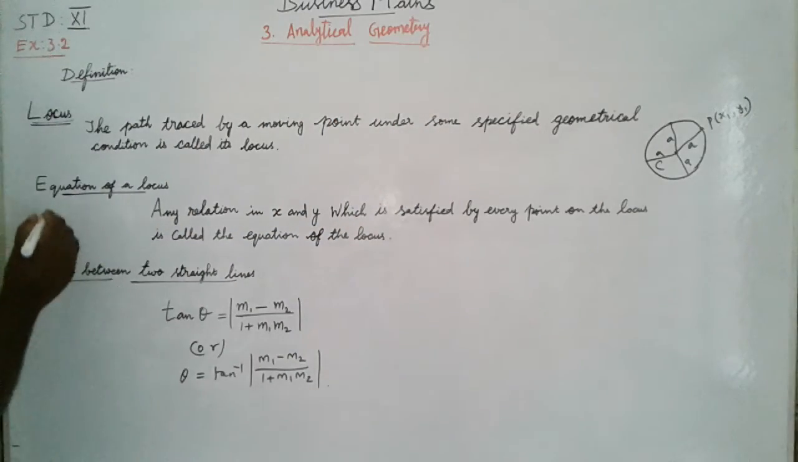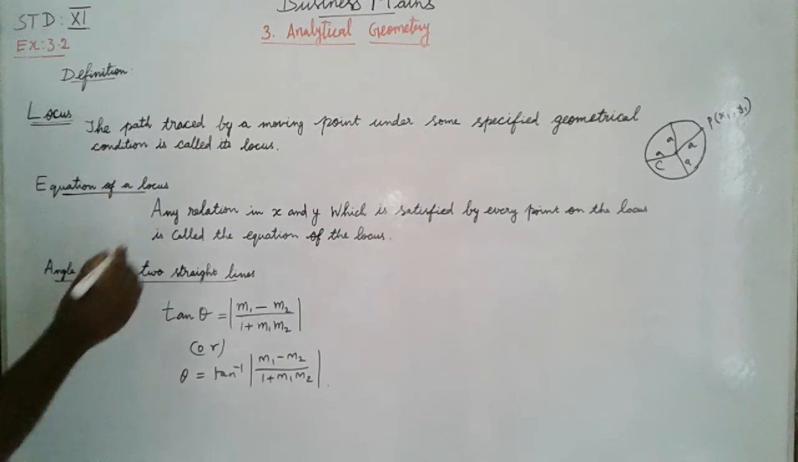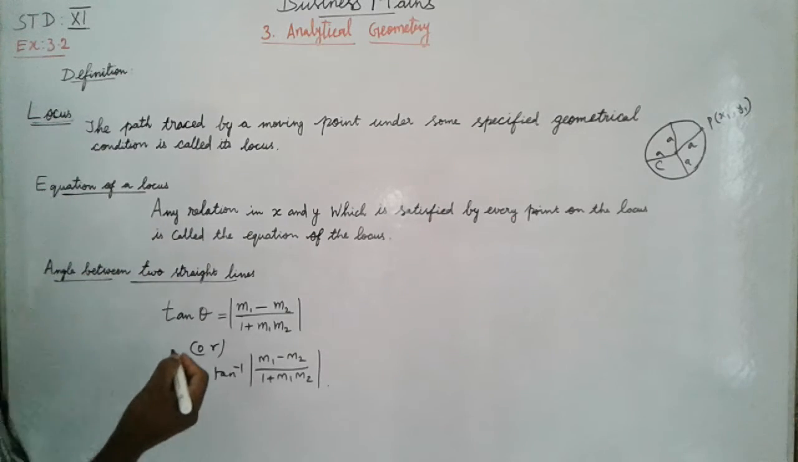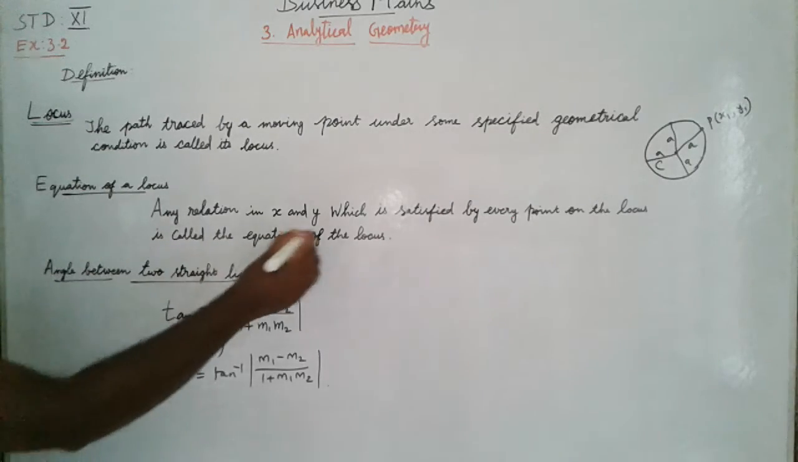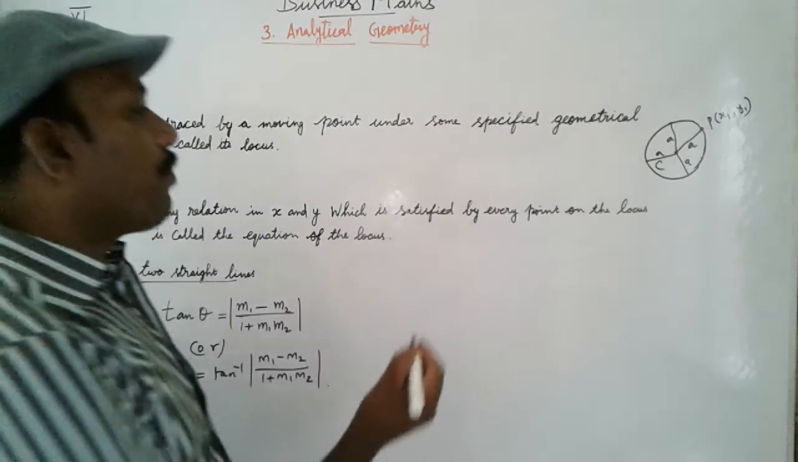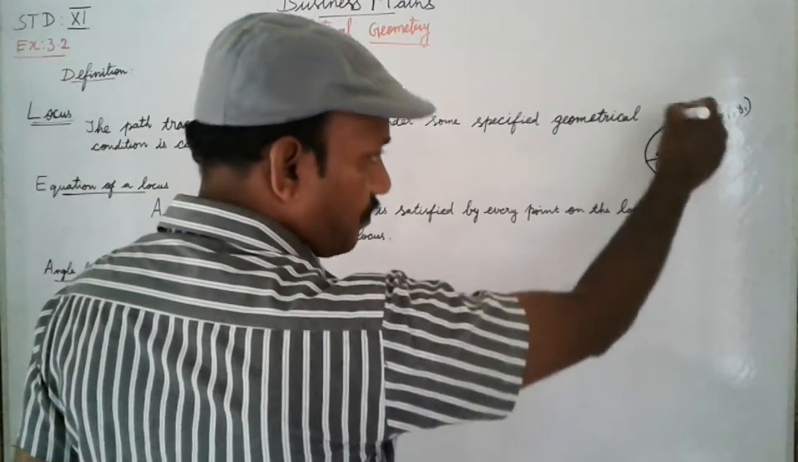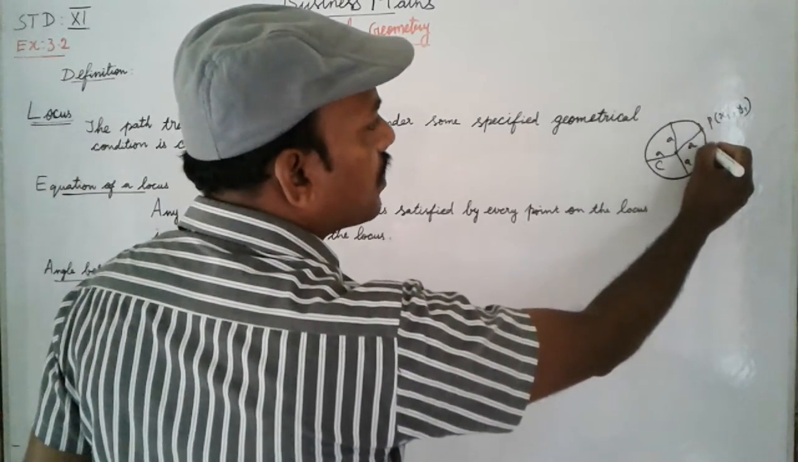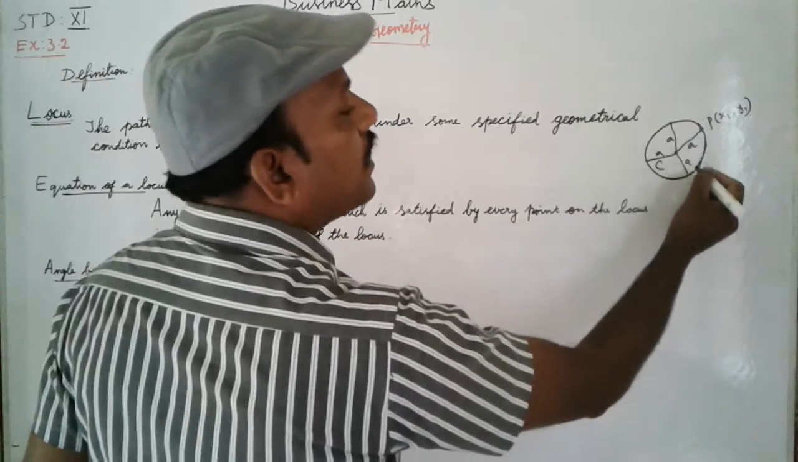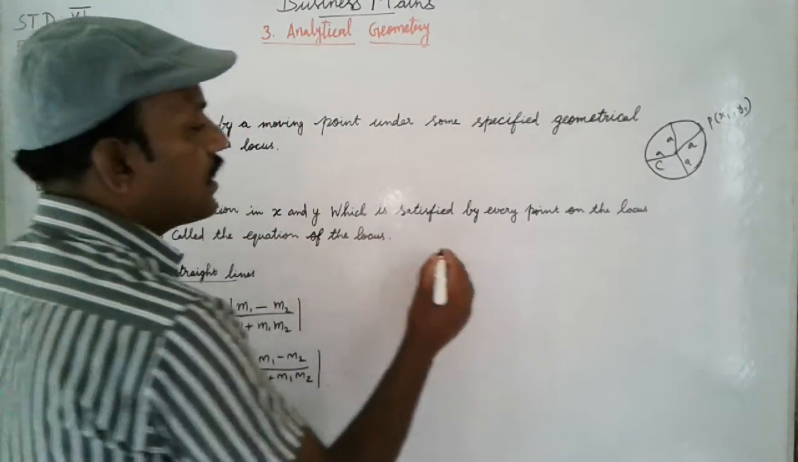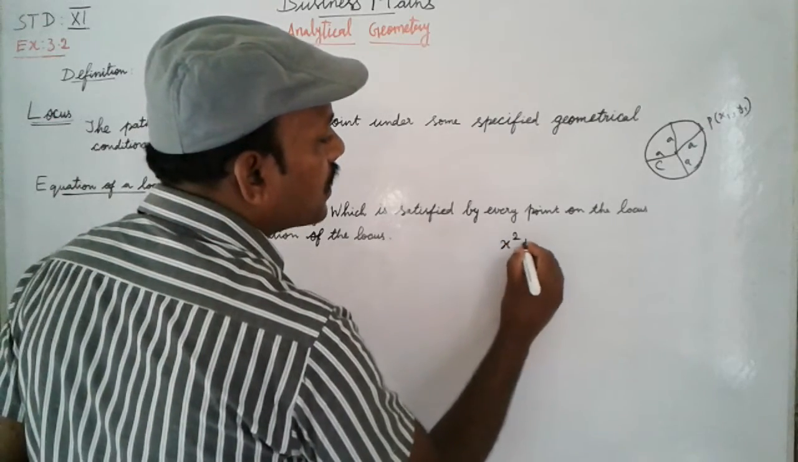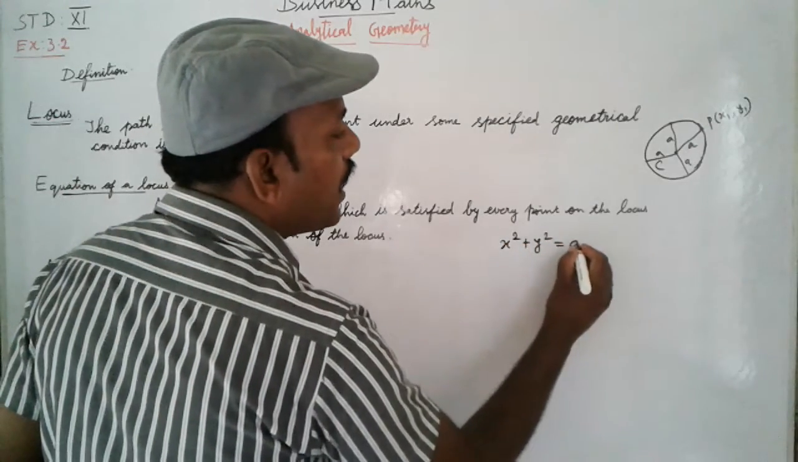Next, equation of a locus. Any relation in x and y which is satisfied by every point on the locus is called the equation of the locus. So, we take this circle. Each and every point on the circle we take satisfies the equation, which is called the equation of the locus. That is x square plus y square equal to a square.